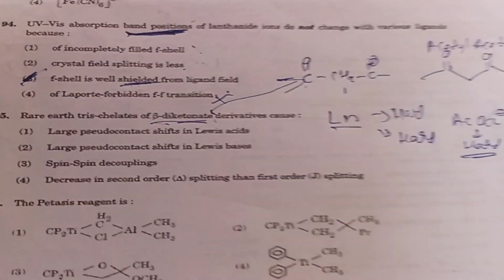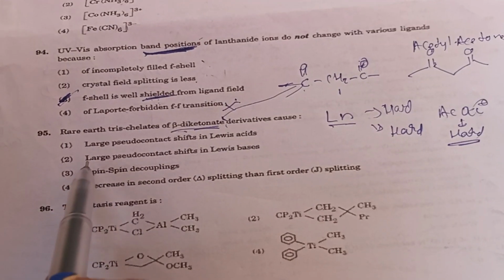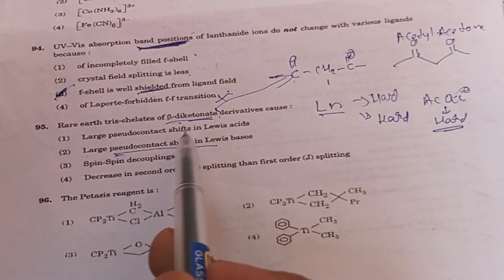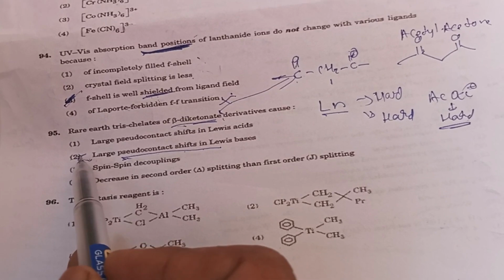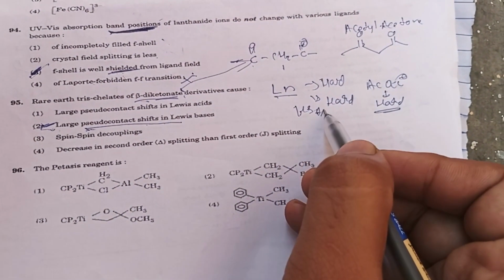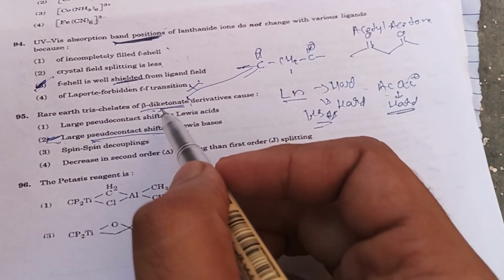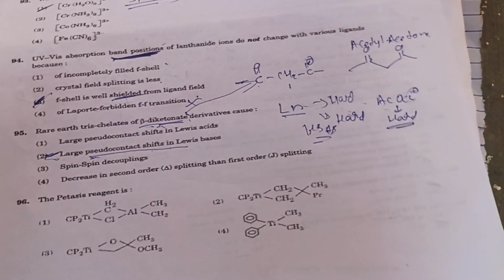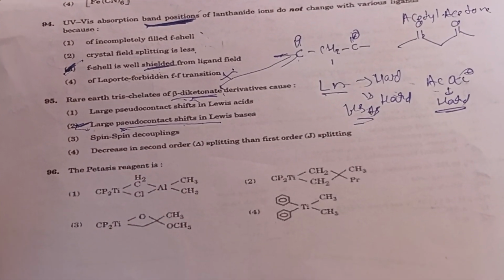So here there will be a large pseudo contact shift in the Lewis base. It makes the antenna shift regions. That is why I mentioned the HSAB principle: this beta diketonate and this lanthanide are both hard, so both will form a more interactive, strong bond, which is stable. So the second option will be the right answer.